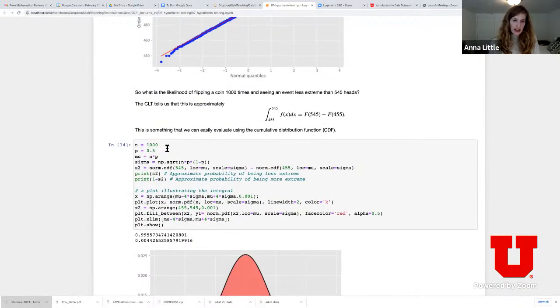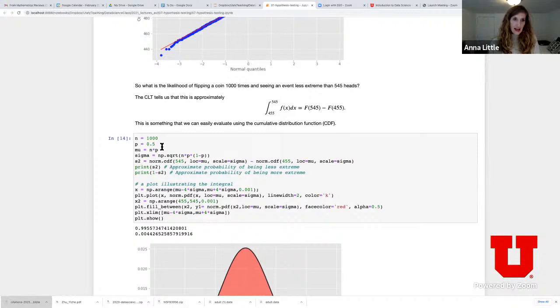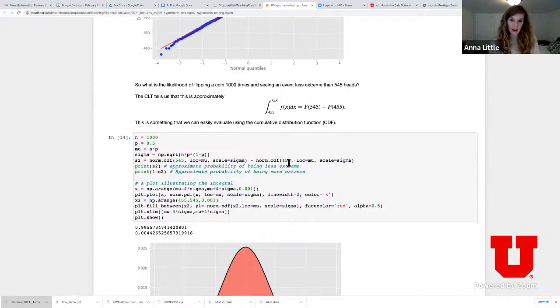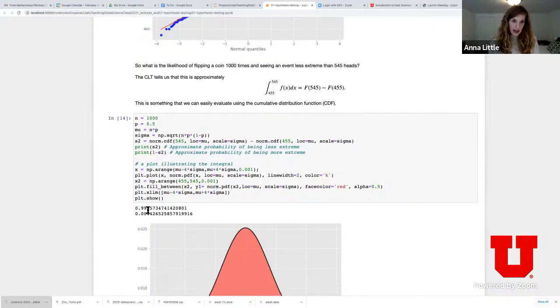Okay, so here with an N of 1,000 and a P of 0.5, we compute the mu and the sigma as predicted by the CLT. And then we do the CDF at 545 minus the CDF at 455. That comes out to 0.9955. Again, that's the area in the bulk. We do 1 minus that to get the area in the tails, which is 0.0044. So that's pretty close to what we had before, 0.0049. Now this is 0.0044. So we see that this approximation was very accurate.